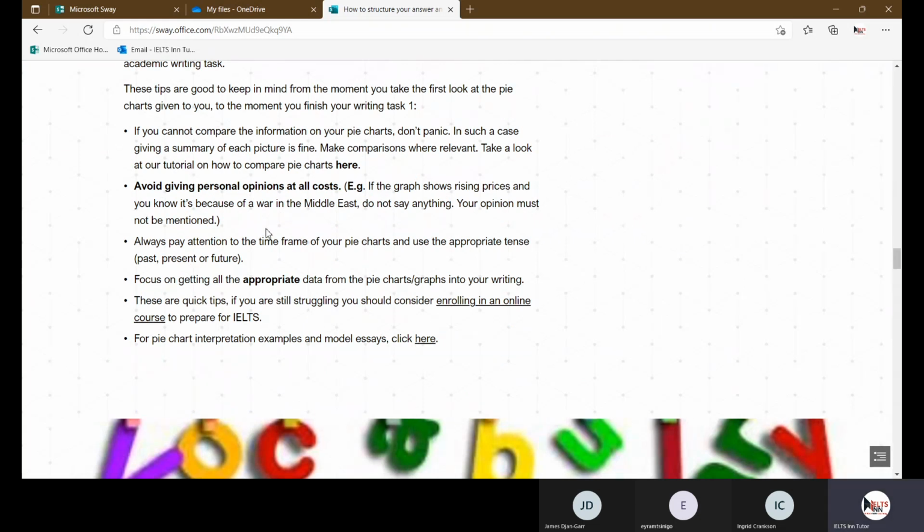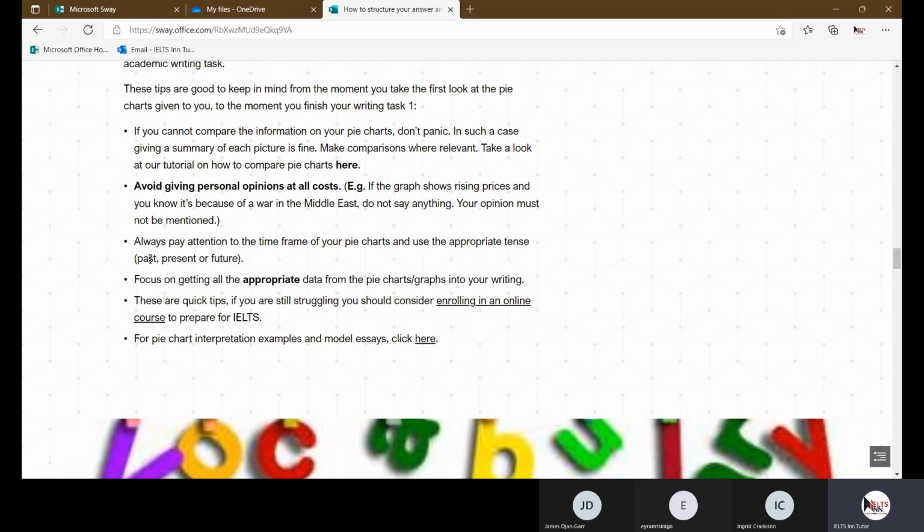Then always pay attention to the time frame of your pie chart and use the appropriate tense: past, present, or future. So when you look at the date in relation to when you are taking the exam, you have to use the appropriate tense when writing your essay. If it is from 2010 to 2022, you have to use past and present.